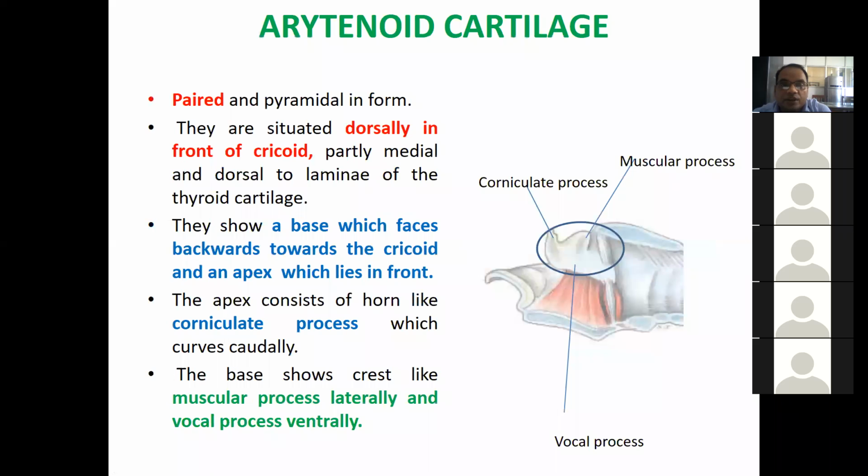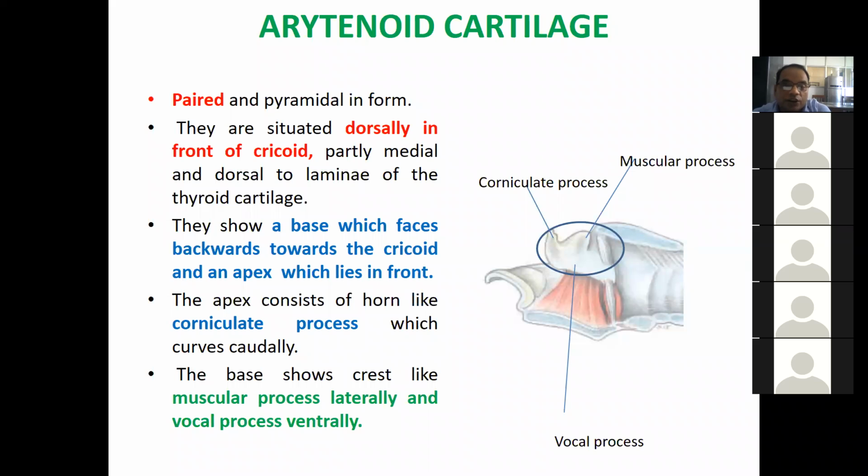Now next cartilage is the arytenoid cartilage. This arytenoid cartilage is paired and pyramidal in form. Now this arytenoid cartilage is situated dorsally in front of the cricoid. So you see this is the cricoid cartilage. So this arytenoid cartilage is situated just in front of the cricoid.